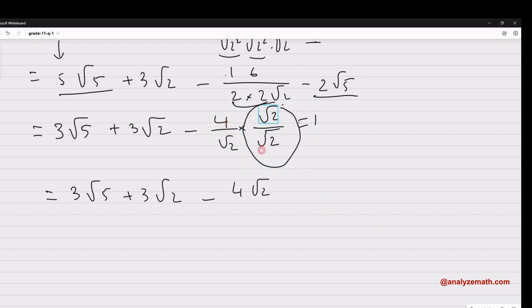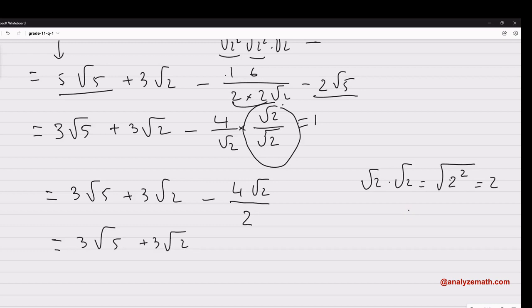I multiply this 4 by this. And then square root 2 by square root of 2. Now let's go here. Square root of 2 by square root of 2 is equal to square root of 2 by 2. 2 multiplied by 2 can be written like this. And then this gives me 2. As simple as this. Simplify. Four divided by 2 gives me 2. And then all this becomes 3 square root of 5.